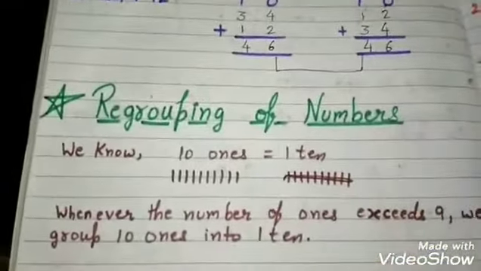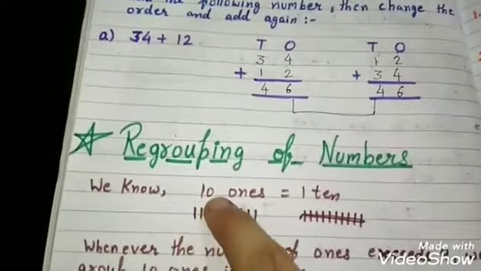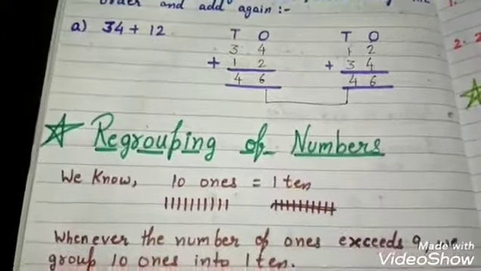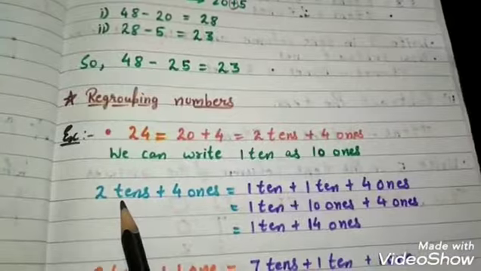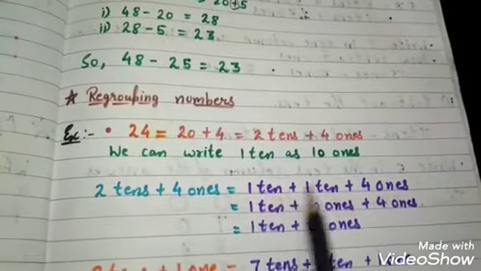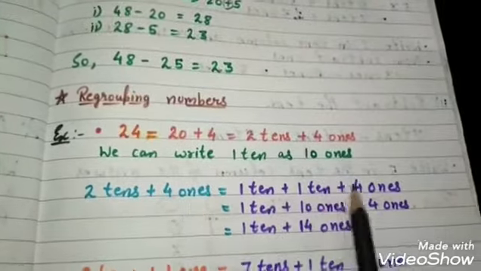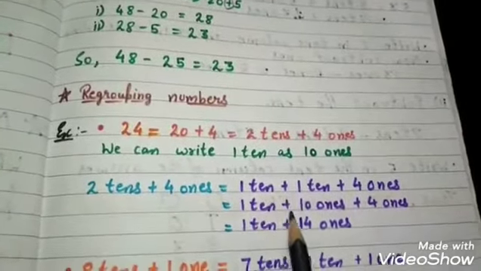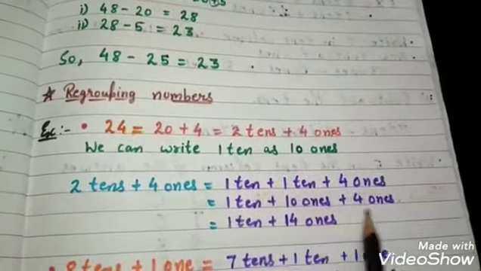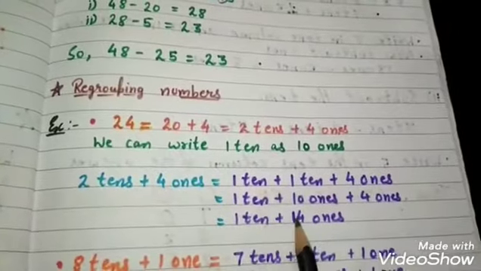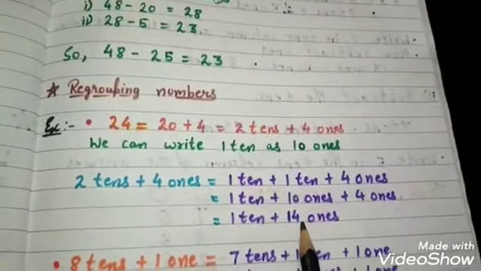Students, do you remember in addition what we have done? See, this is an example of addition. In addition, we have done 10 ones, we have written 1 ten. But in subtraction, we will write 1 ten as 10 ones. See here, 2 tens plus 4 ones. This 2 tens, we can write as 1 ten plus 1 ten, and 4 ones. Now this 1 ten becomes 10 ones, plus 4 ones. So 10 plus 4, 14 ones.